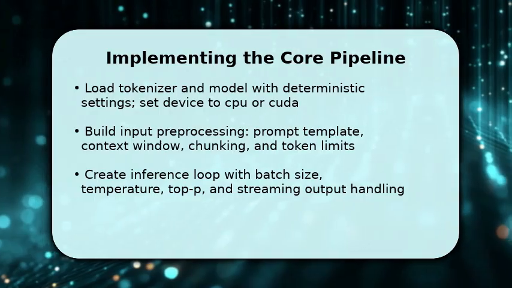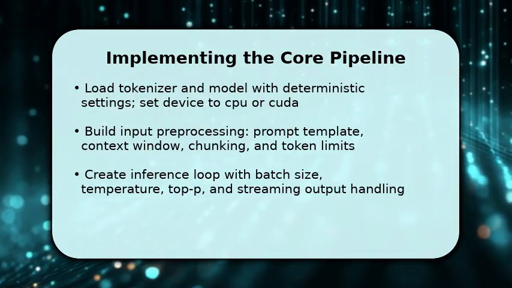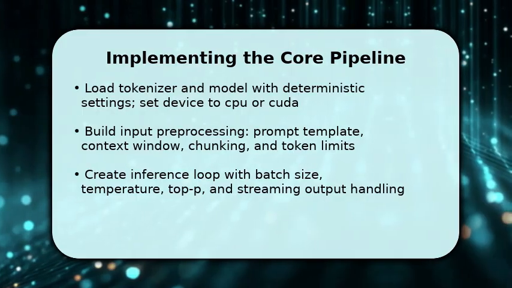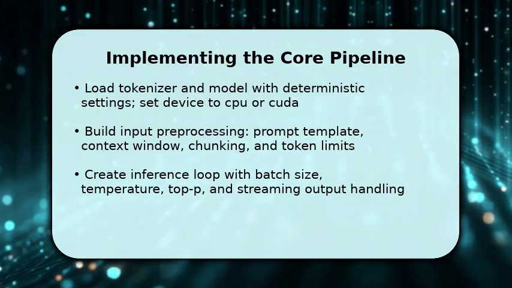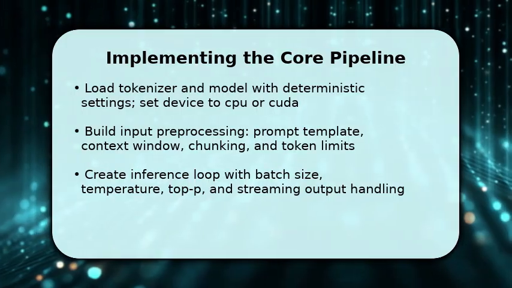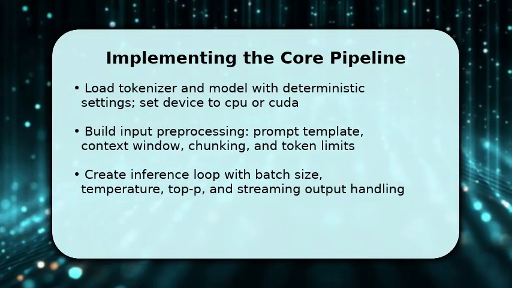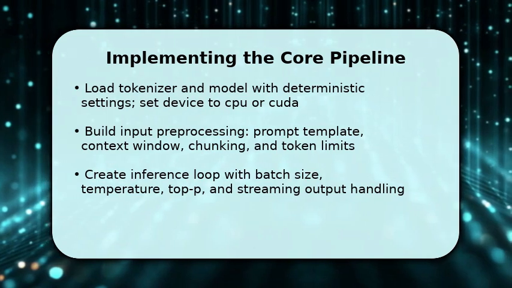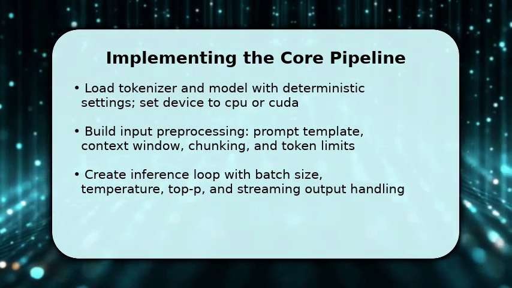After that, implement an inference loop that handles batch sizes, temperature, top P, and streaming tokens so responses appear progressively. Make sure to manage token limits and memory. Once streaming works, add simple caching and conversation state to preserve context.